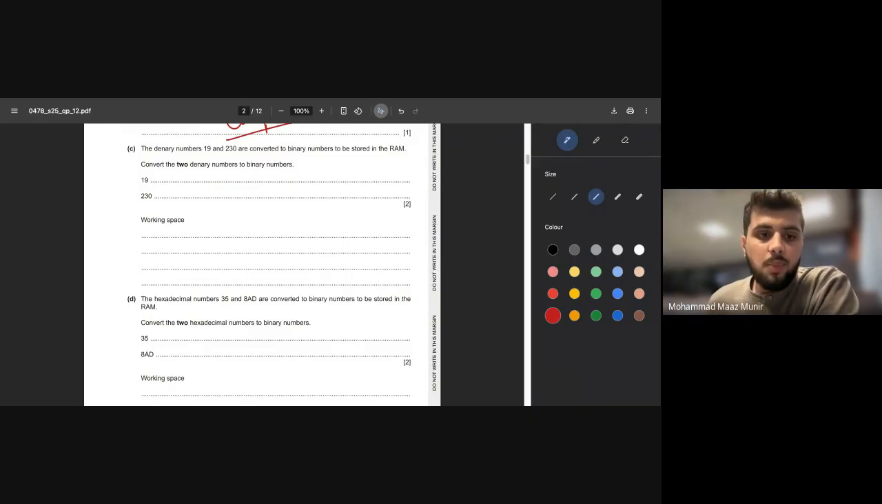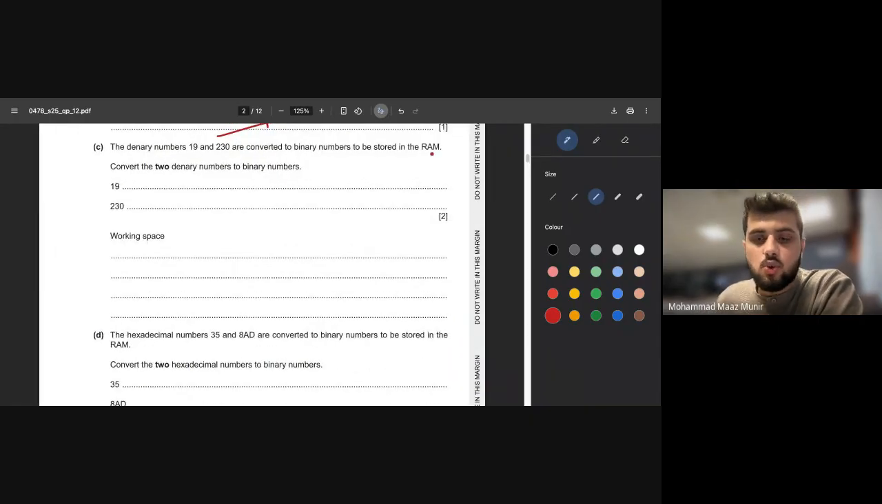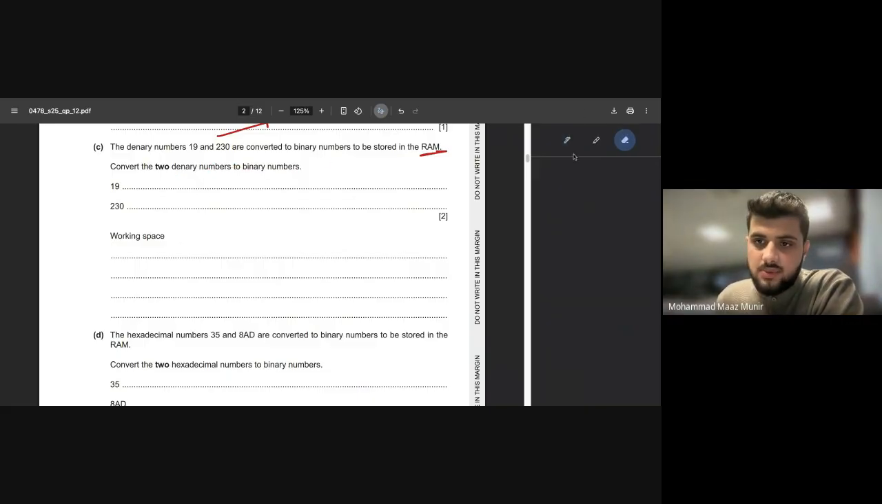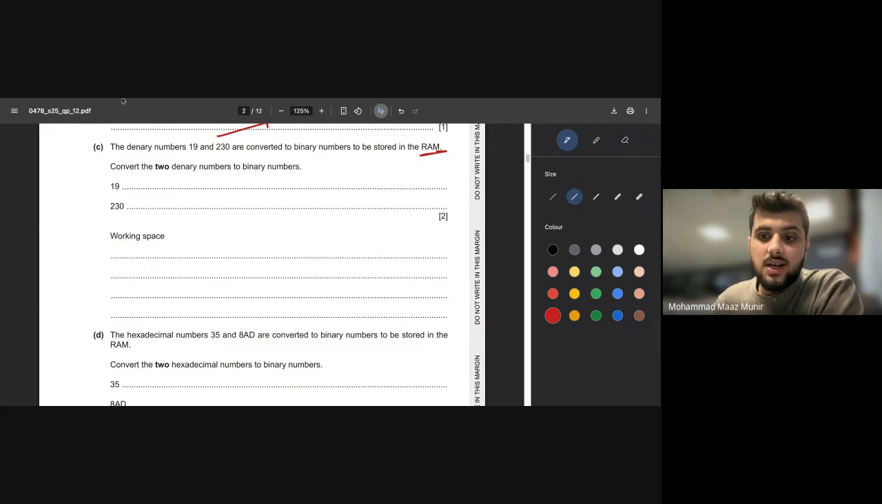Now part C says that the denary numbers 19 and 230 are converted to binary numbers to be stored in the RAM. Convert the two denary numbers to binary numbers. So now we will be revising a few concepts too. In your schools there are two methods usually taught to students for converting between denary and binary. One is that you consistently divide the value by 2, list down your remainders and the answer you're getting, and at the end you go from the bottom and count up all the remainder values.